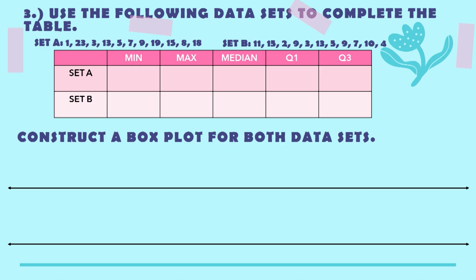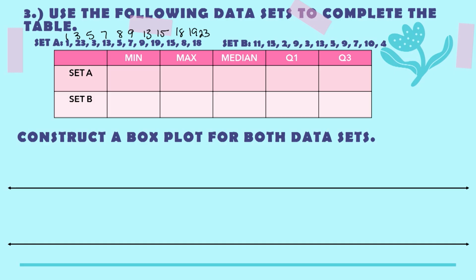Now, it says use the following data sets to complete the table. Construct box plots for both data sets. So let's go ahead and look at this. Let's look at A. I always want to make sure that I put this in numerical order. So let's go ahead and put it in numerical order. We've got 1, 3, 5, 7, 8, 9, 13, 15, 18, 19, and 23.